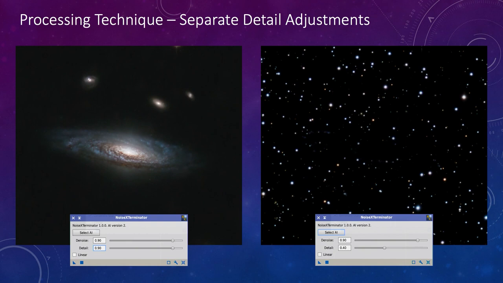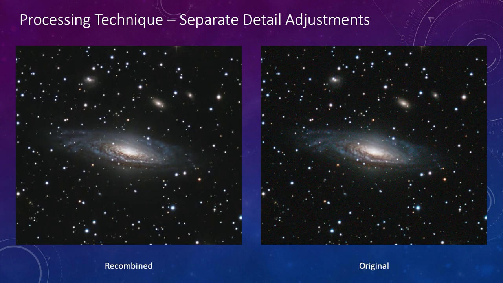But I separate those out. I run different parameters on them, and then I recombine with pixel math. And I have the recombined version here, and then here's the original for comparison. So I've got lots of nice detail in the galaxy, but I don't have dark halos around my stars. So just a simple example. I'm looking forward to what you all come up with in terms of new techniques that these new tools enable. I think it's going to be a fun few years.